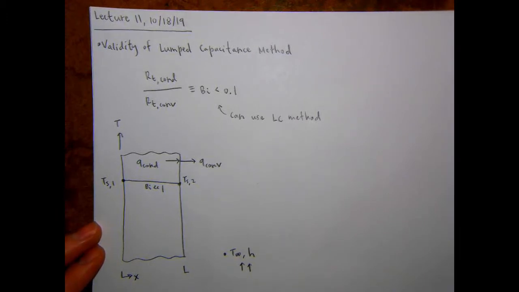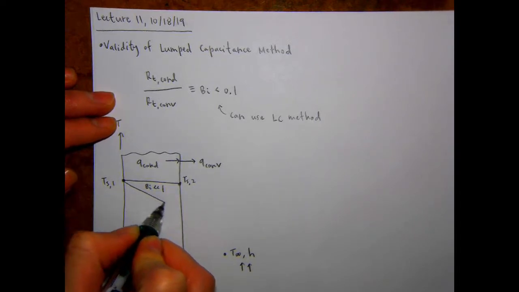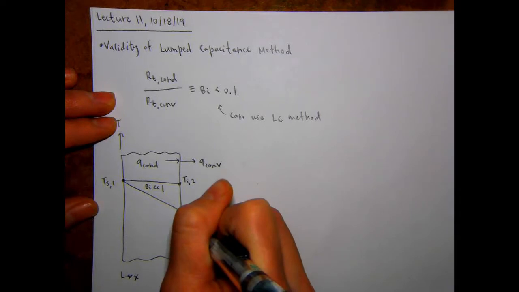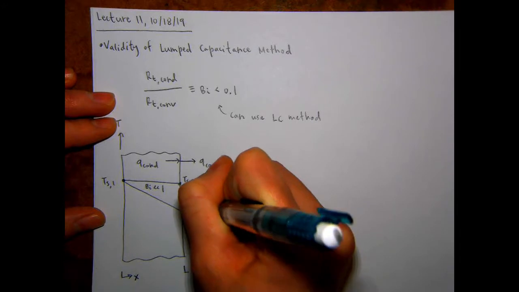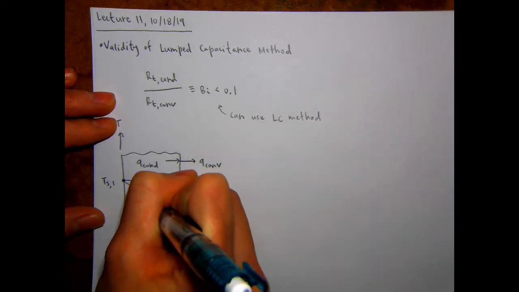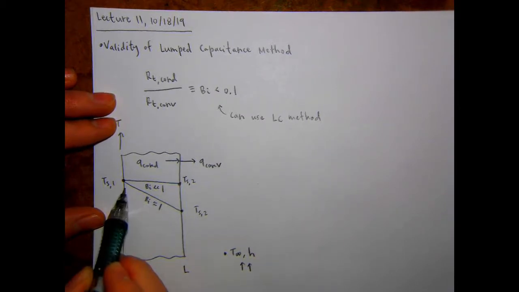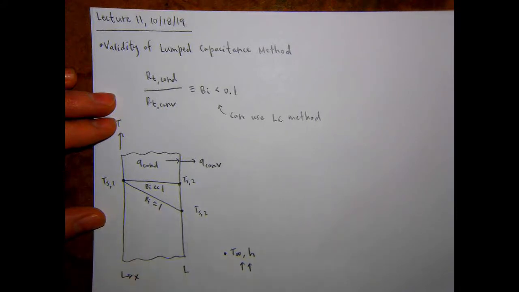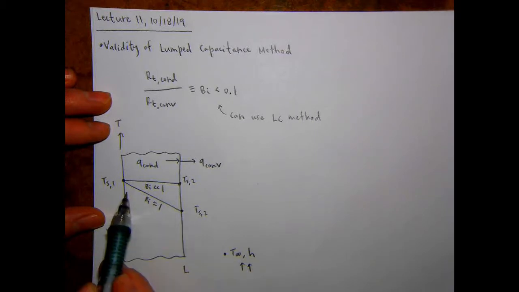If you have a Biot number that's on the order of 1, you're going to get something that looks more like this. So Ts2, Biot number approximately equal to 1. You've got a decently significant difference between the surface temperatures on the left and right hand sides of the wall. So even for this case, using the lumped capacitance method would not be a good assumption. Ts2 is pretty different from Ts1.